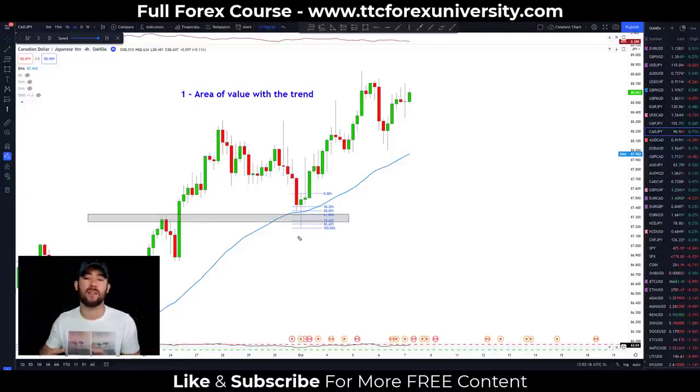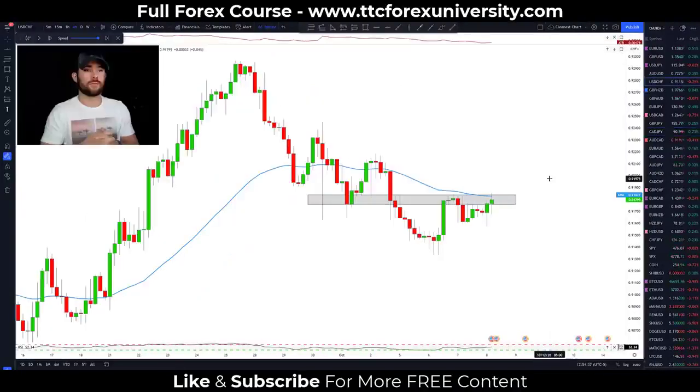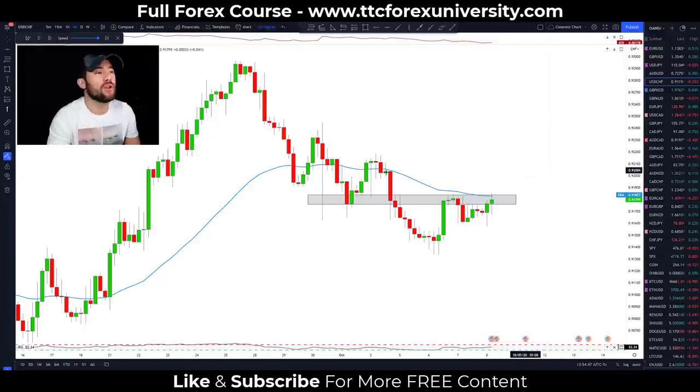Let's go ahead and move on now and take a look at a bearish example of using an area of value with the trend. So for a bullish example, we were looking for price to be above the 50-period moving average. For a bearish example, what do you think we're looking for? Price needs to be below the 50-period moving average.